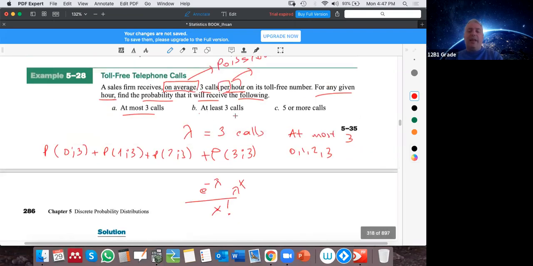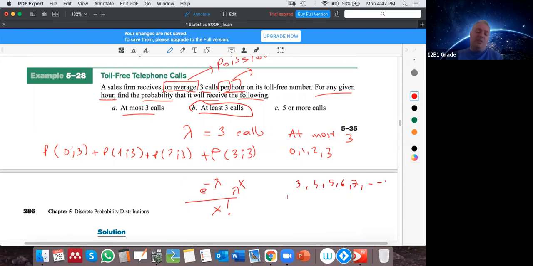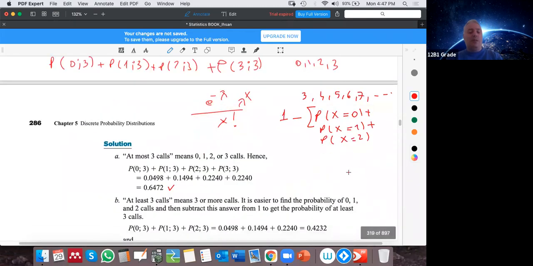The second part, at least 3. What does it mean, at least 3? It could be 3, 4, 5, 6, 7. How many? I cannot count how many calls I will receive. For that reason, I can use P(A) plus P(A complement) is 1. I can say that 1 minus P(x is 0), P(x is 1), P(x is 2). I can use this one.